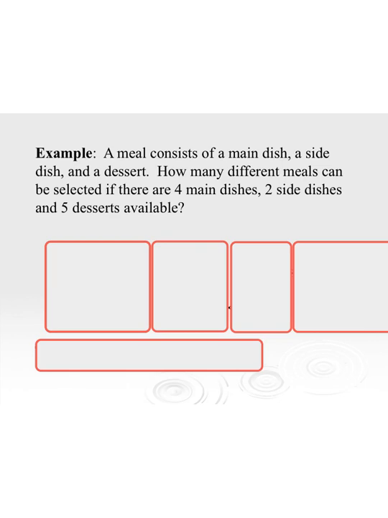For our next example, we have a meal that consists of a main dish, a side dish, and a dessert. For our main dish, there are going to be four different ways we can get our main dish. We have two different side dishes, and then we have five desserts. So the question is, how many different meals can we make if those are our options?